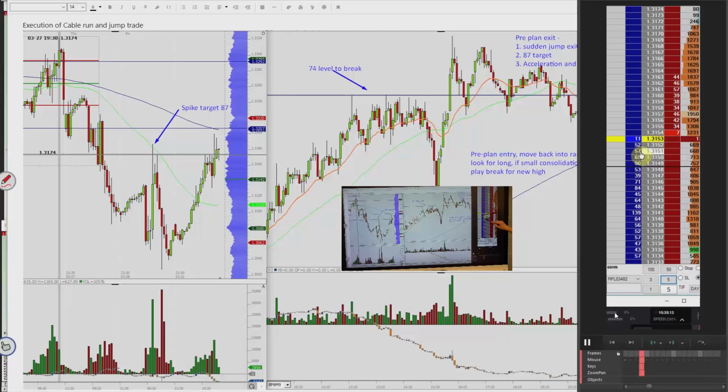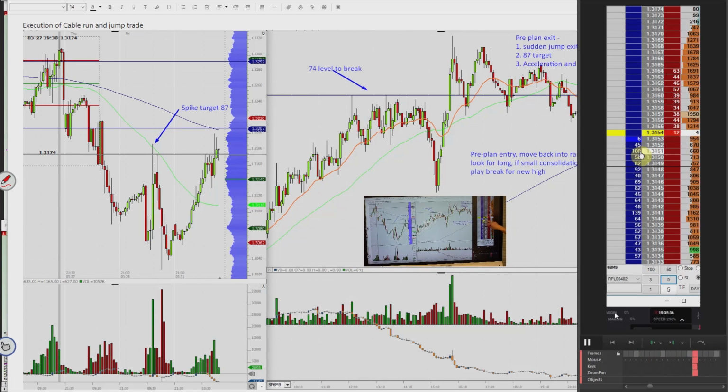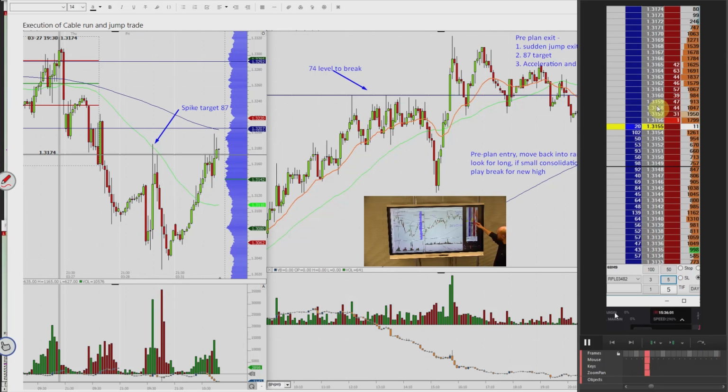Little push up, and you see the size starts to build. And what happens is, on any pullback, as soon as it trades into the bid, size builds up very, very quickly. So we'll see again, there we go. It didn't even trade into 53s, and it's then 75. You're getting this 100 following up as well.